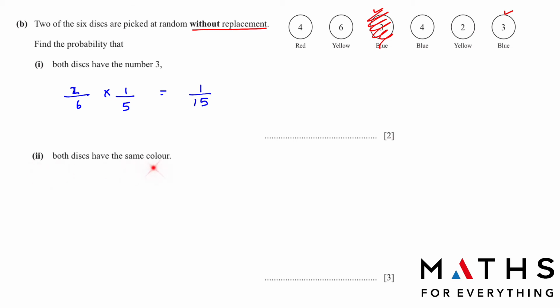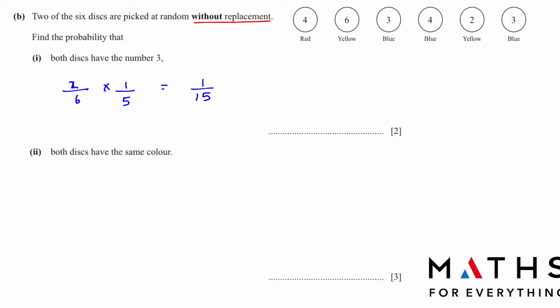Then we have both disks have the same color. Same color means it can be a blue and a blue, a yellow and a yellow, or a red and a red. How many blues are there? 1, 2 and 3. So the first one is 3 over 6. The bottom is the total. And now one blue you have removed, and this question is without replacement. So now how many blues are there? 2 blues. And the total number of discs is 5.